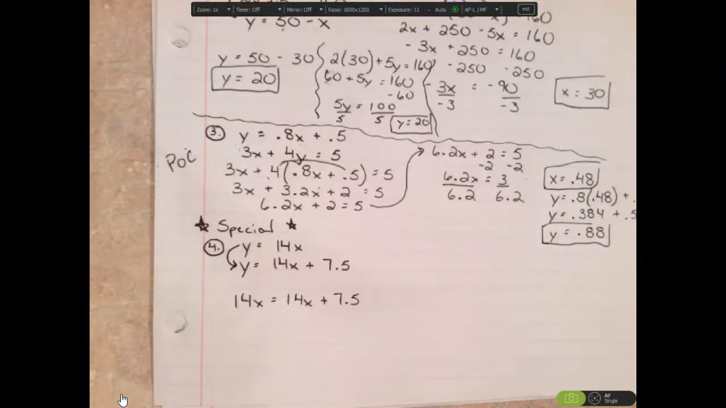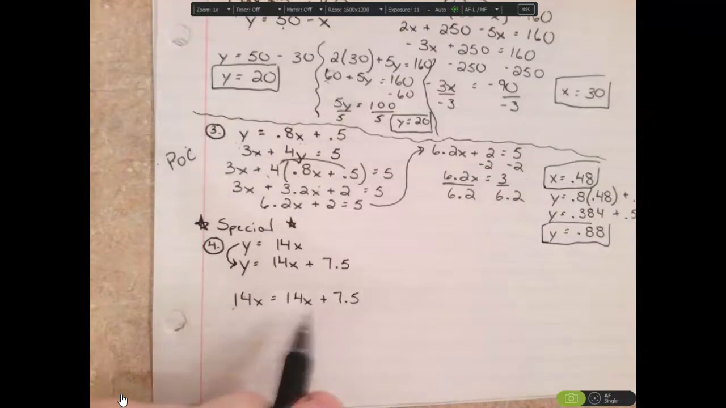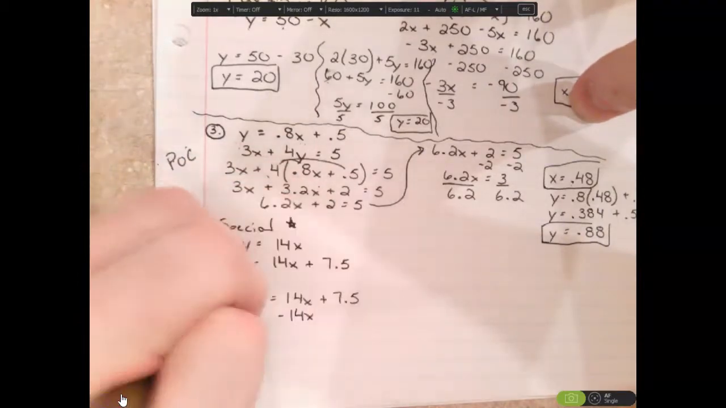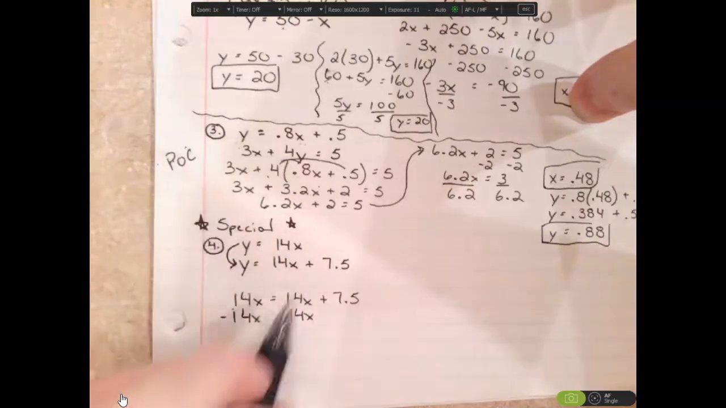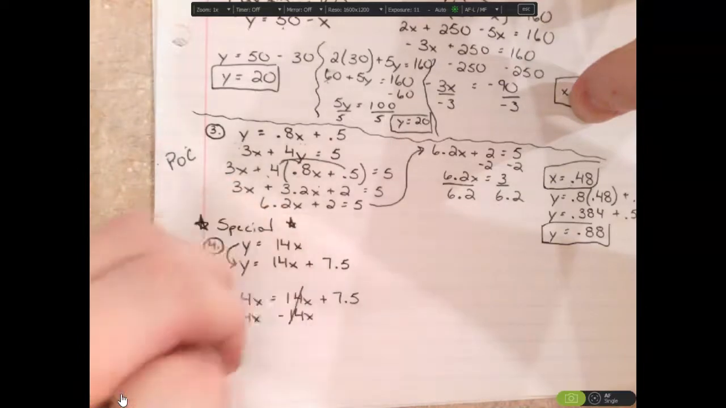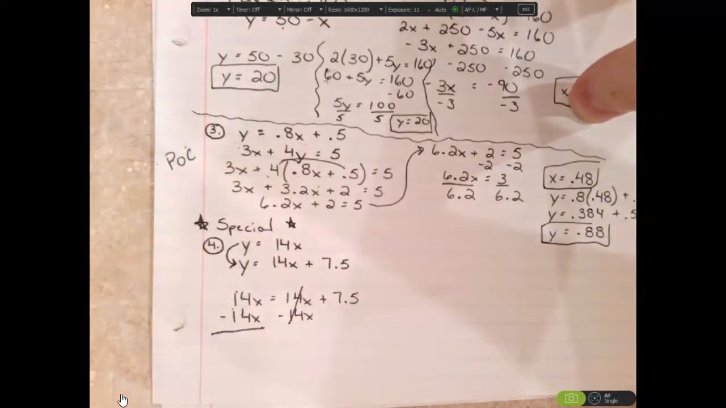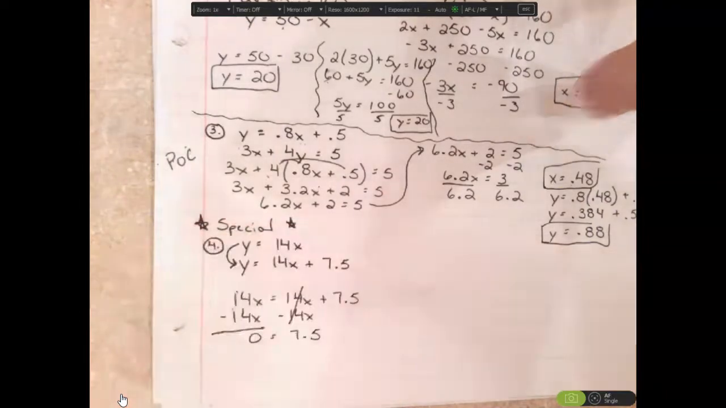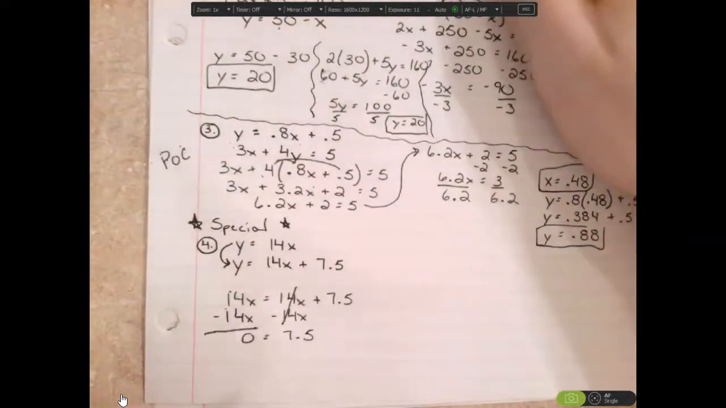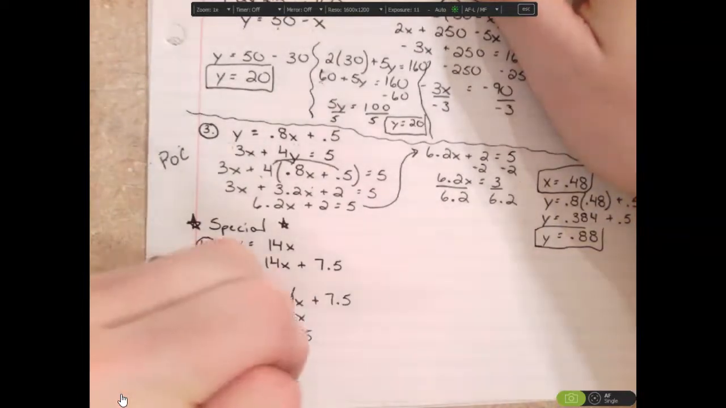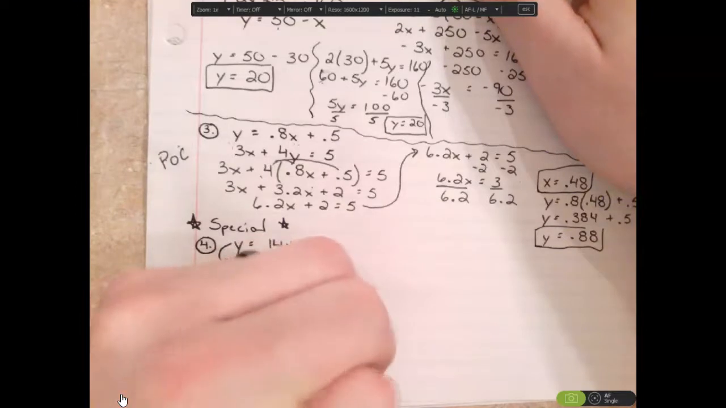I need to combine like terms next. Notice my x's are on different sides of the equal sign. I need to get them on the same side. So I'm going to subtract 14x on both sides and move the right side to the left. When I do so, these cancel, and hey, 14 minus 14, that's 0. So I'm left with 0 is equal to 7.5. That's a red flag because I know 0 is not equal to 7.5. So this would be a no solution.